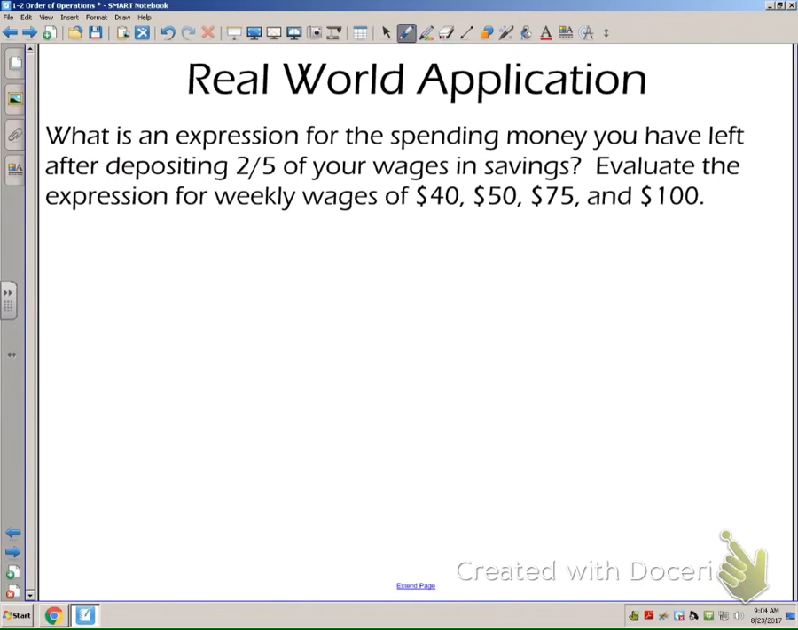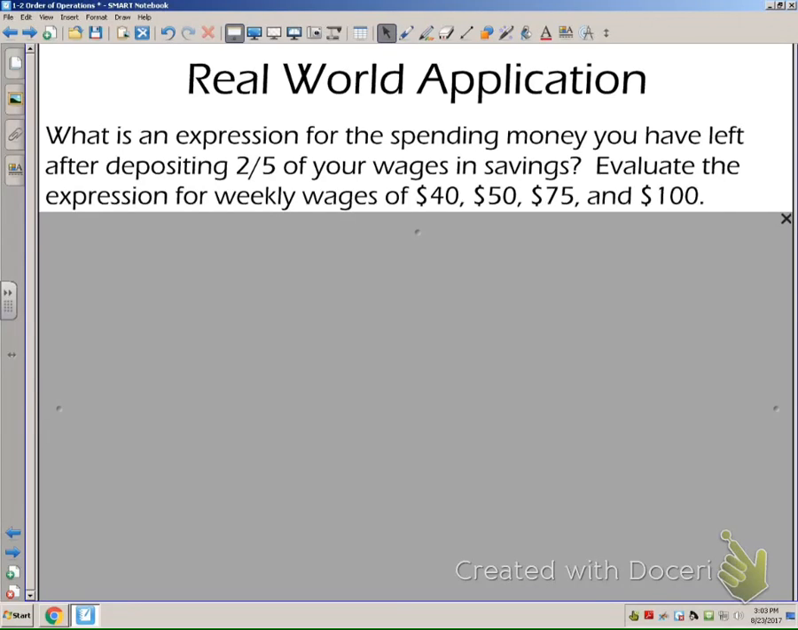And now we're going to look at a real-world application. I want to know, what is an expression for spending money you have left after depositing 2/5 of your wages in savings? And evaluate the expression for weekly wages of 40, 50, 75, and 100. So let's think about what this is asking here. We're wanting an expression for how much money you have left if you've deposited 2/5 of, remember yesterday we talked about the word of means multiply. So of, we're multiplying 2/5 of.